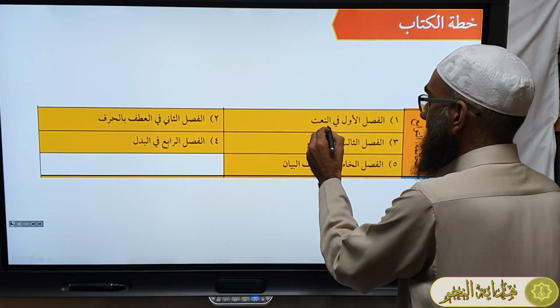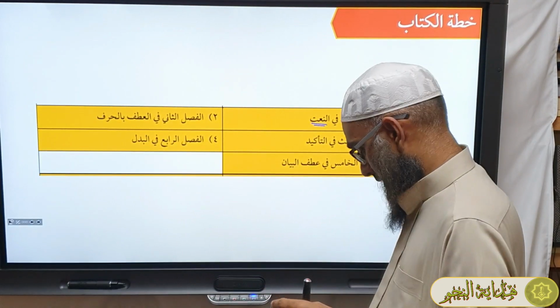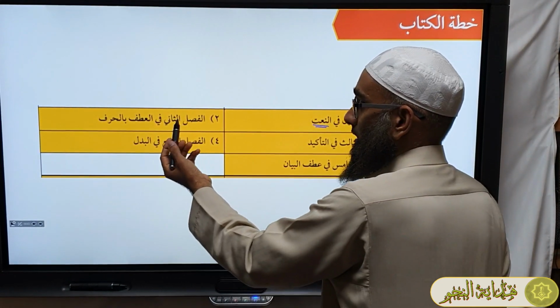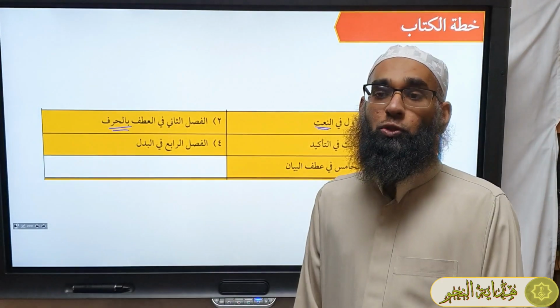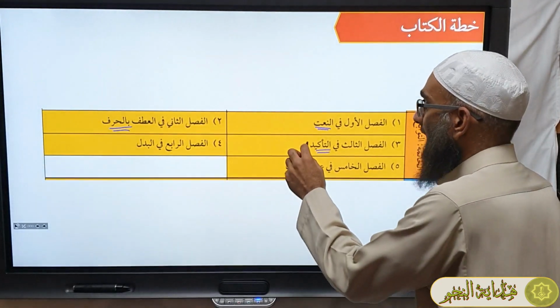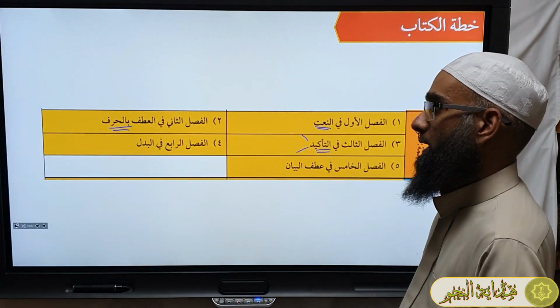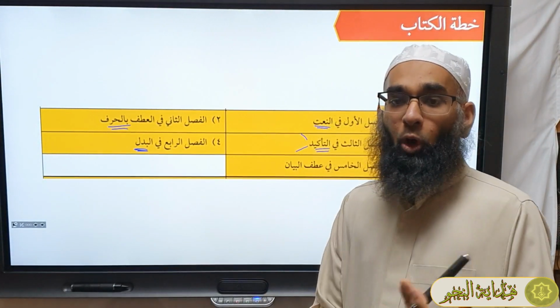Now we've done the na'at, and within the na'at we've done two types of na'at: haqiqi and sababi. Within atf bil harf, we said atf bil harf is also called arfun nasaq, and you have ta'keed to emphasize something, with two types: ta'keed lafzi and ta'keed ma'nawi. Now we've reached al-fasl al-rabi' regarding badal, also called the appositive phrase in English.